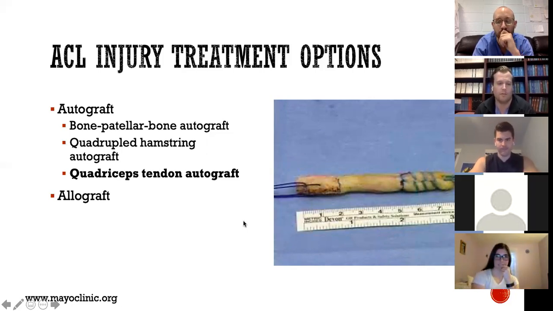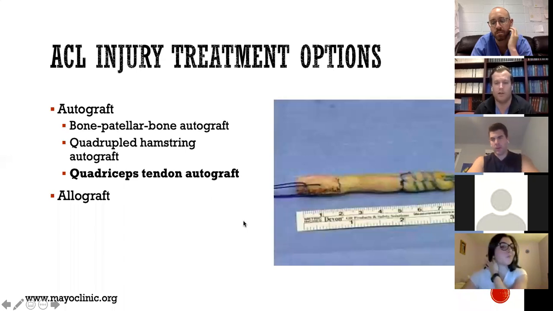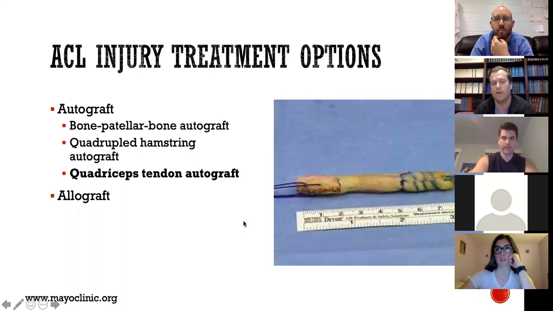Additionally, thinking about the surgery itself, it's not over the anterior knee where pressure is put on by kneeling. So one of the common complaints of the BTB autograft is residual anterior knee pain, and the quadricep tendon can potentially avoid that option.